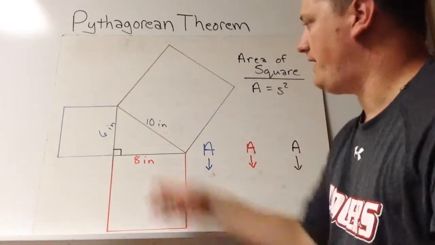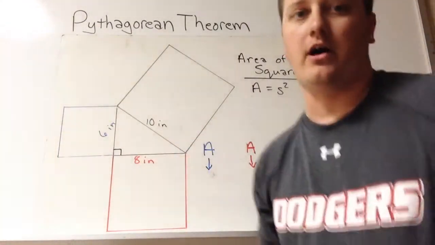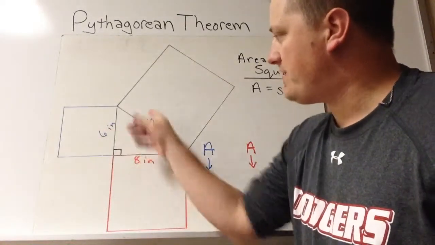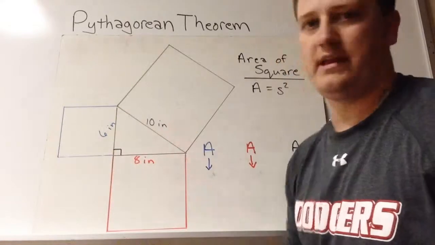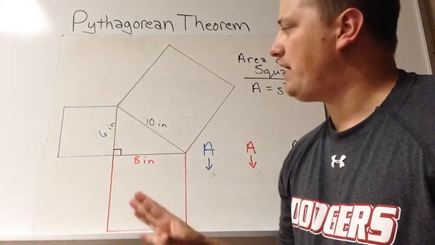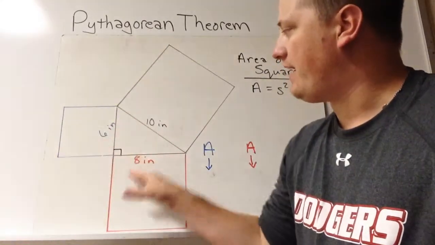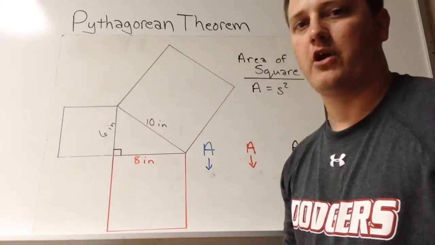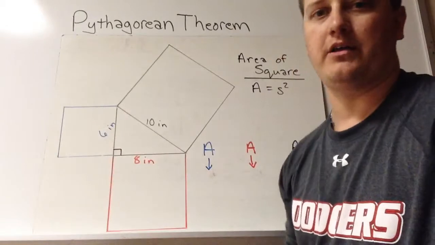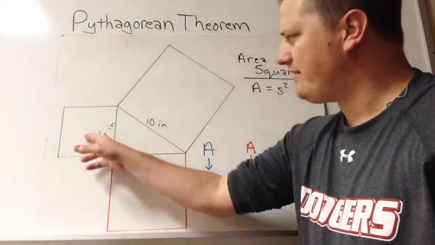So what I have here is a triangle in the middle, and on each side I have the measurement of the side, and these are actual measurements. This is 6 inches, 8 inches, 10 inches. What we can do is find the area of each square that I have created off of the sides. So let's start with the smallest square here, 6 inches.